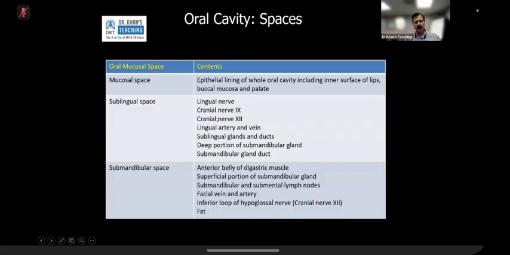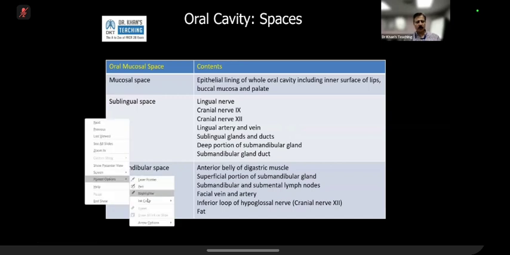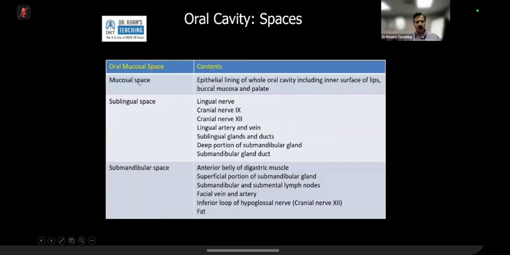Now, oral cavity is made up of various spaces, and you should have a clear-cut idea about this concept, because the differential diagnosis will change according to that. One is the mucosal space, which is the lining of the oral cavity, which is clinically evident. Sublingual space, and then submandibular space. And these are the main contents of the sublingual space.